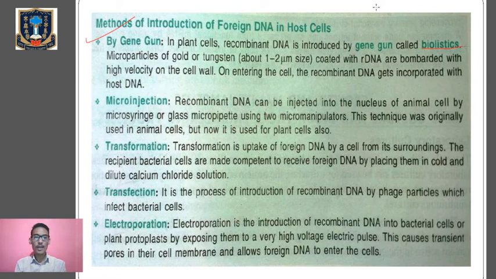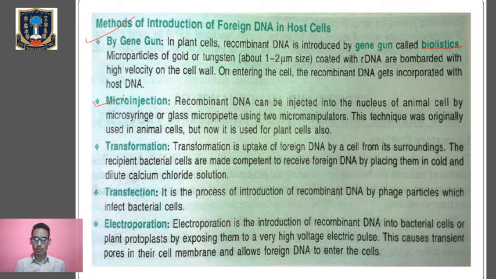Second one is microinjection. In this process, we use the microsyringe or the glass micropipette for the transfer of recombinant DNA into animal cells. Here we directly inject the recombinant DNA into the nucleus of the animal cells with the help of a microsyringe or glass micropipette using two micromanipulators. So this technique was mainly used in animal cells, but nowadays it is also used to transfer the recombinant DNA in plant cells.